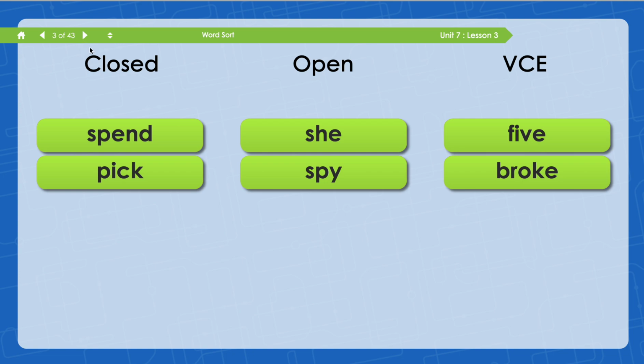Ladies and gentlemen, I am going to have you keep practicing this. I want you to look at your spelling list and try to identify whether they are closed, open, or VCE. Good luck.